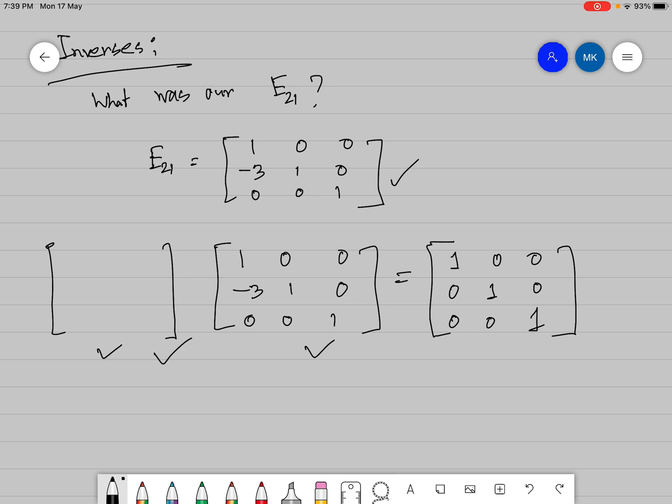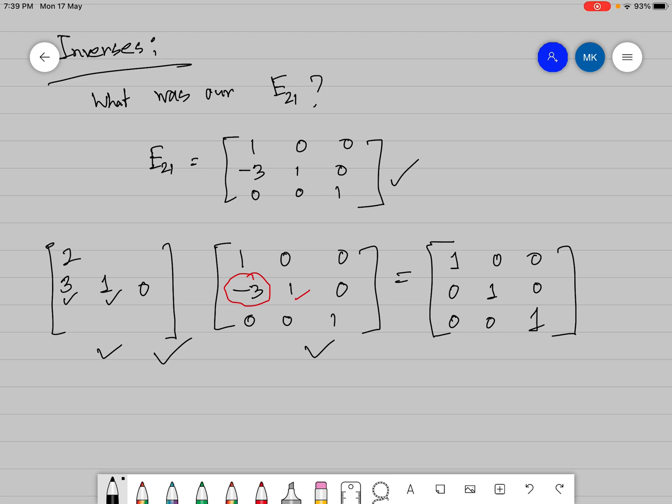So this is very simple. If you use your intuition, you will know that as we multiplied 3 with the first row and subtracted it from the second row, we will have to multiply 3 with that first row and add it with the second row, right? So that would actually do the trick.